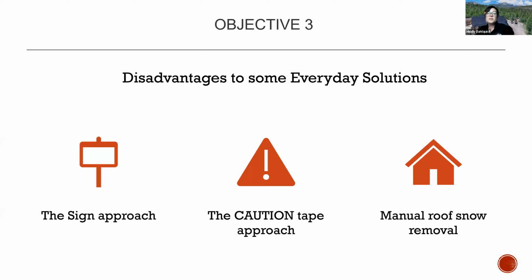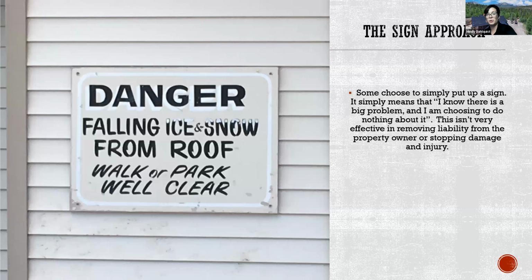So what are some of the everyday solutions and possibly the disadvantages to those solutions? There's the sign approach, the caution tape approach, and manual rooftop snow removal. The sign approach is something that I see all over in mountain towns. Some choose to simply put up a sign that says danger, falling snow and ice from roof, walk well or park clear, something similar to this. Unfortunately, when it comes to litigation and some type of lawsuit, you are never going to win in this situation.